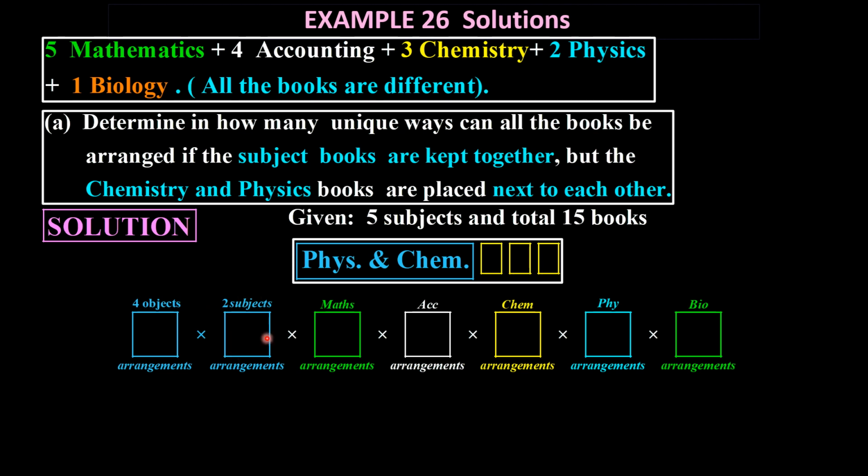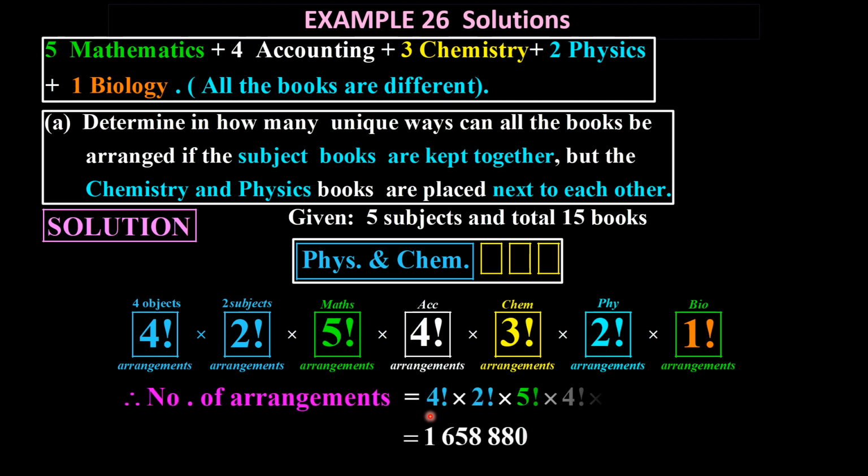Those are the 2 subjects, physics and chemistry. Then each subject has its books, and those books can also be arranged. The accounting books can also be arranged in different ways. The chemistry books, and then the physics and the biology. There are 4 objects that can be arranged in 4 factorial. 2 different subjects is 2 factorial. Maths books, 5 different maths books, 5 factorial. 4 accounting books, they are different, 4 factorial. 3 chemistry books, 3 factorial. 2 physics books, 2 factorial. 1 biology book, 1 factorial.